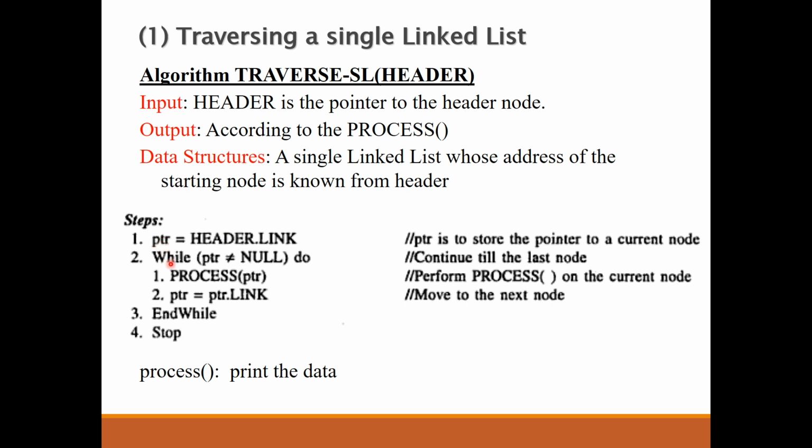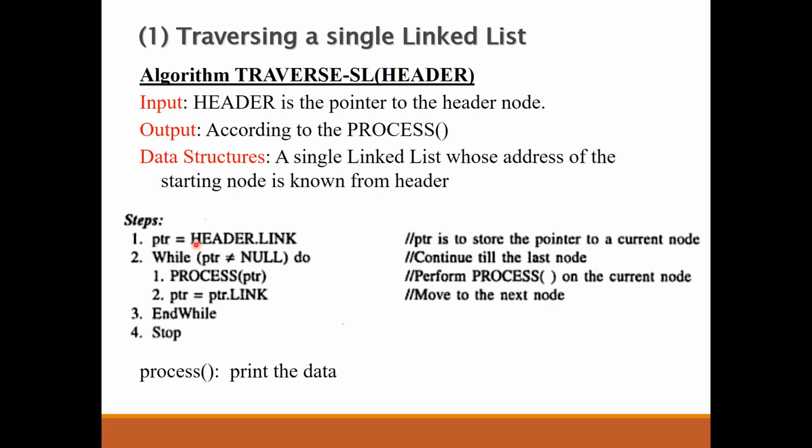The second step is while PTR not equals null. That is, we are going to traverse the single linked list till the last node. PTR equal to null means it is an empty linked list. That is, if the link part of the header contains a null value, the linked list is empty, and in that case PTR will have the null value. While PTR not equal to null means the single linked list is not empty. There is an element.